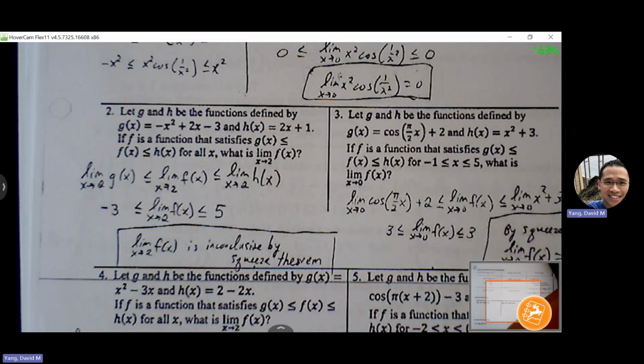Okay, try number 3. I think this is the most efficient way of applying squeeze theorem: you write out the relationship between your lower, upper, and middle function, and then you just put limits in front of all of them. And then you can evaluate the limits for the upper and lower, and then it's very easy to see whether my conclusion is going to stand or not.